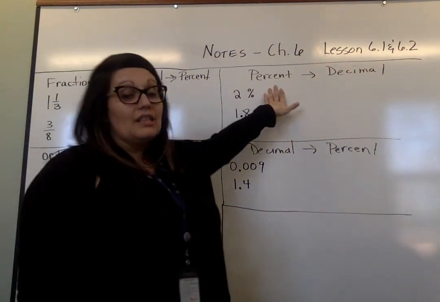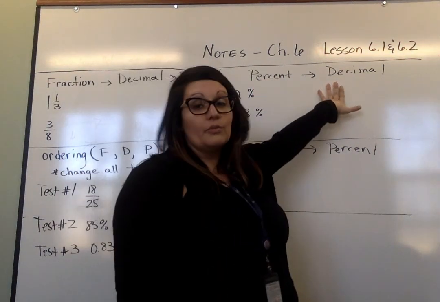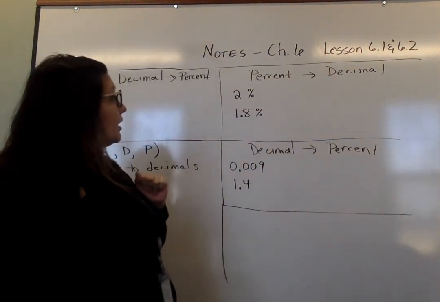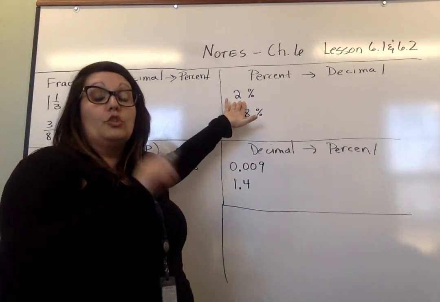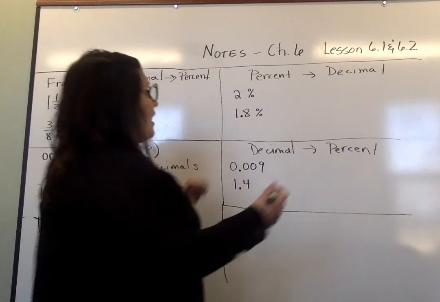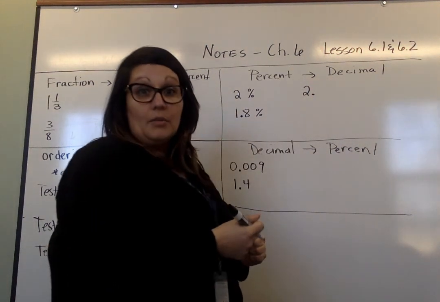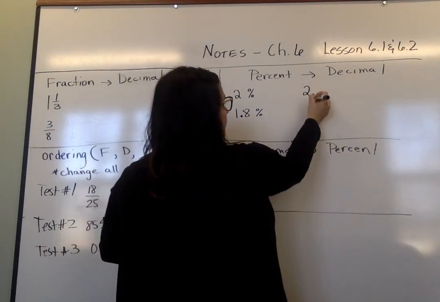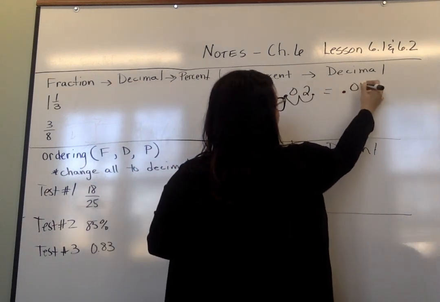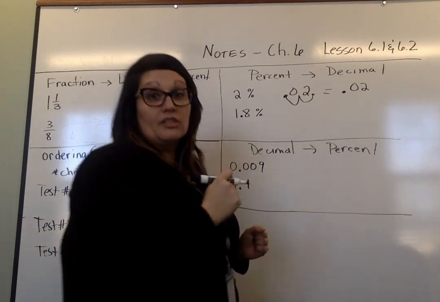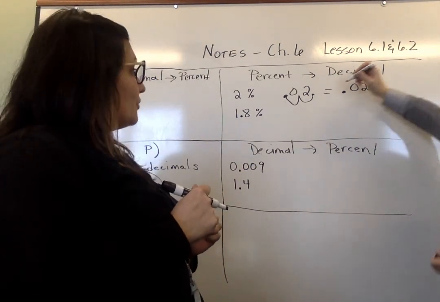Alright, first lesson 6-1, you're going to learn how to change percents to decimals. The way we do that is we are dividing by 100, so we're going to swoopy 2 to the left. So here's my 2%, and there's my decimal, and now I'm going to swoopy it. Swoop, swoop. And it changes to 0.02 or 2 hundredths.